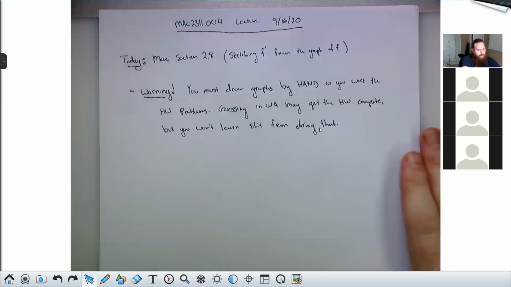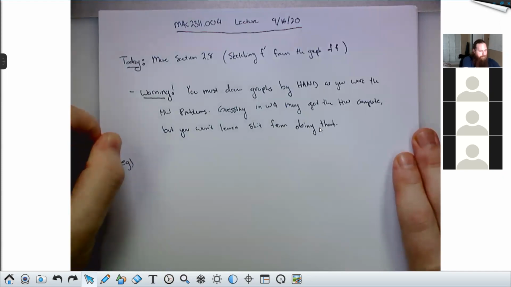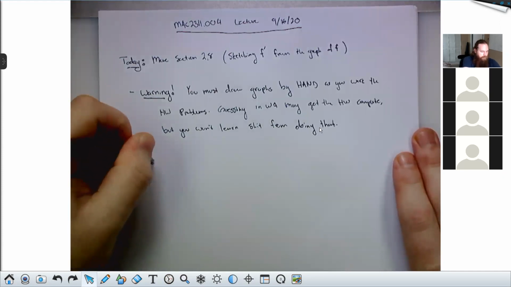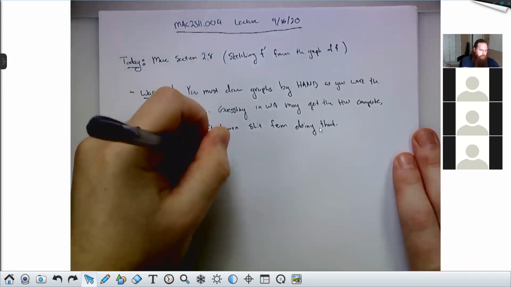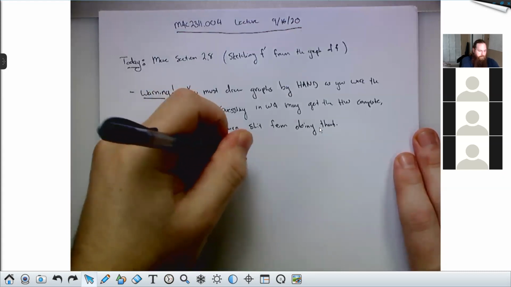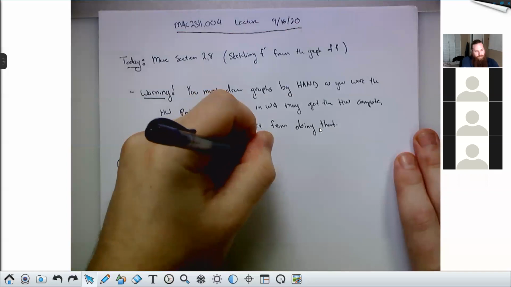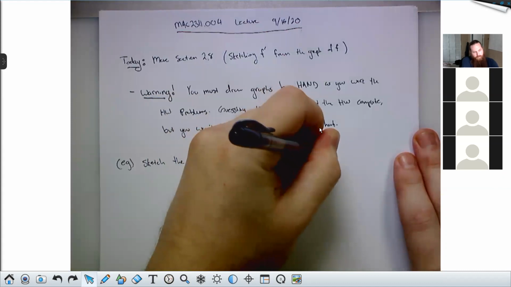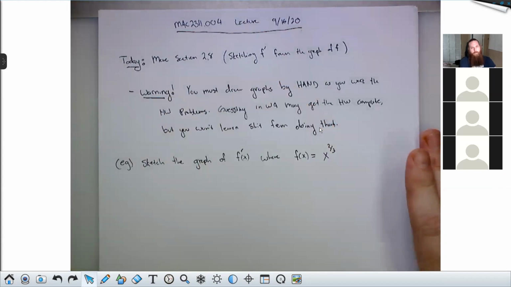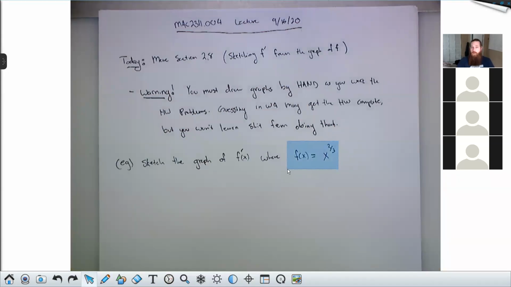So let's see if we can sketch the graph of f prime of x, where f of x is x to the 2/3 power. This function, you might not even know what the graph of this guy looks like, depending on how good your pre-calc class was and how much time you spent on these things. I'm going to walk you through it gently.